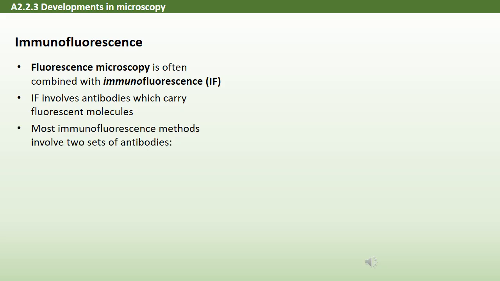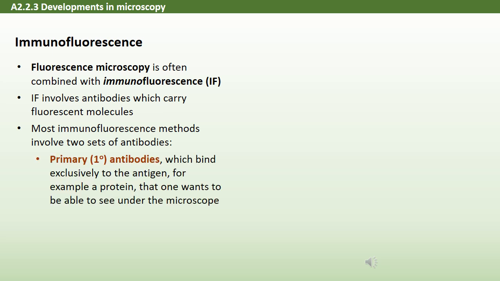Most immunofluorescence methods involve two sets of antibodies. Primary antibodies, which bind exclusively to the antigen, for example, protein, that you want to be able to see under the microscope. So in your body, antibodies are produced to recognize pathogens like viruses and bacteria, but you can actually also produce antibodies against a lot of other things. For example, proteins that you want to study.